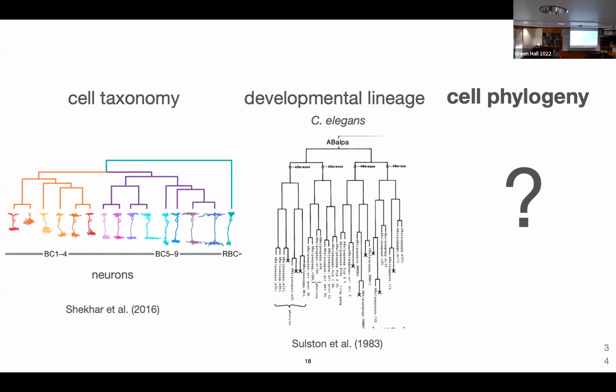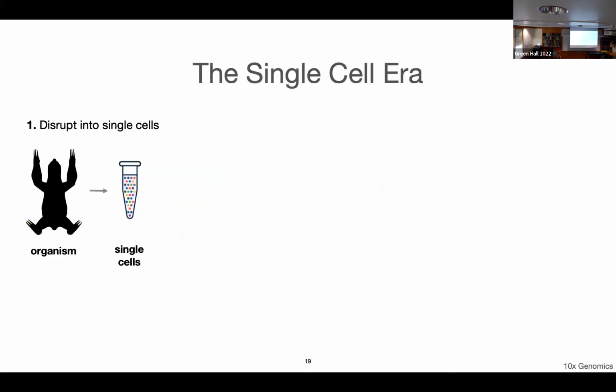There's been a long history of study of the cell taxonomy, and there's been a long history of study of the cell developmental lineage, but much less of this work has been done on the cell phylogeny. And why is that? Well, for a long time, we didn't have access to the amazing amount of cell type diversity that we have today. Traditionally, cells were studied by tracing and labeling them one by one. But now we're in the single cell era.